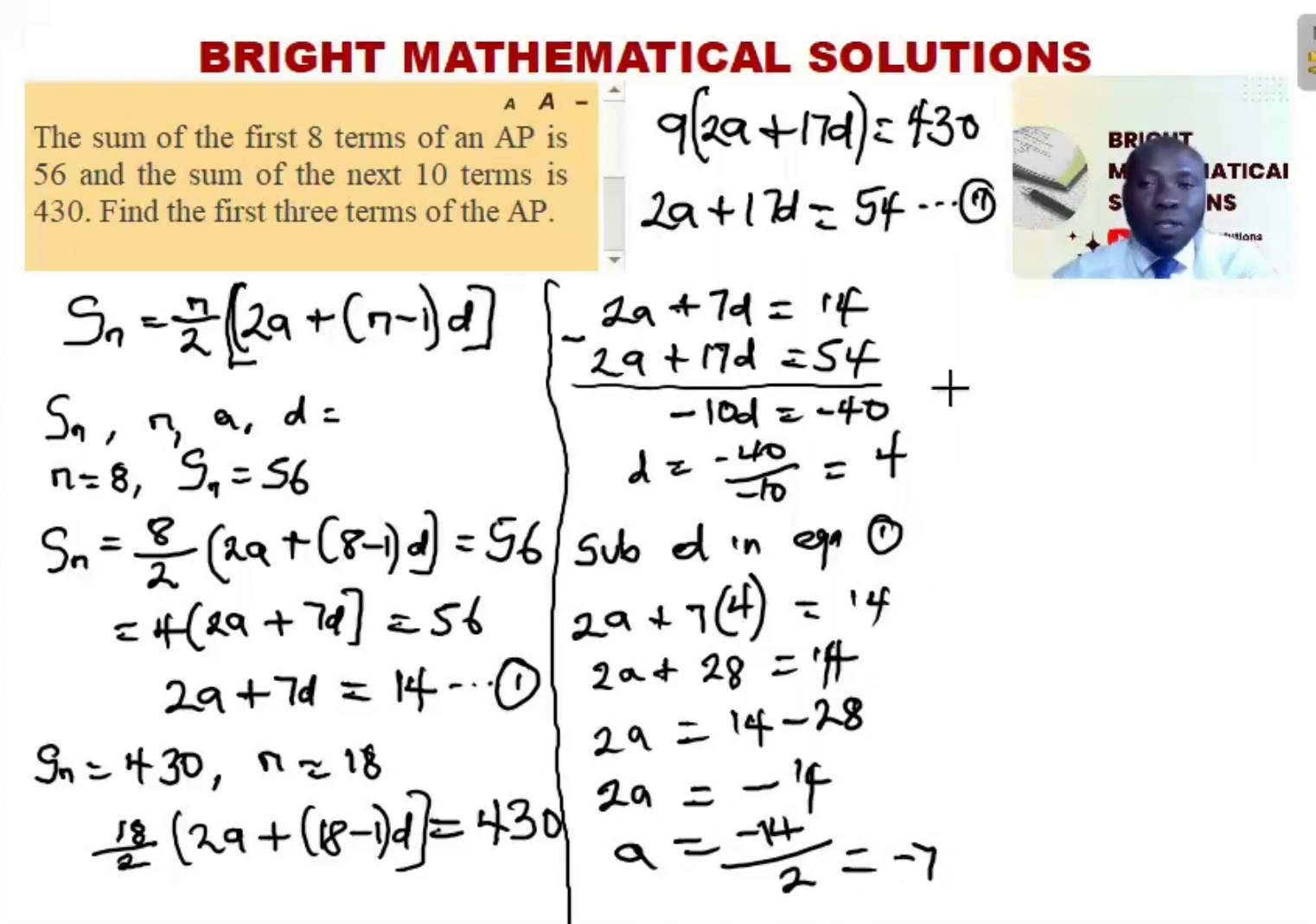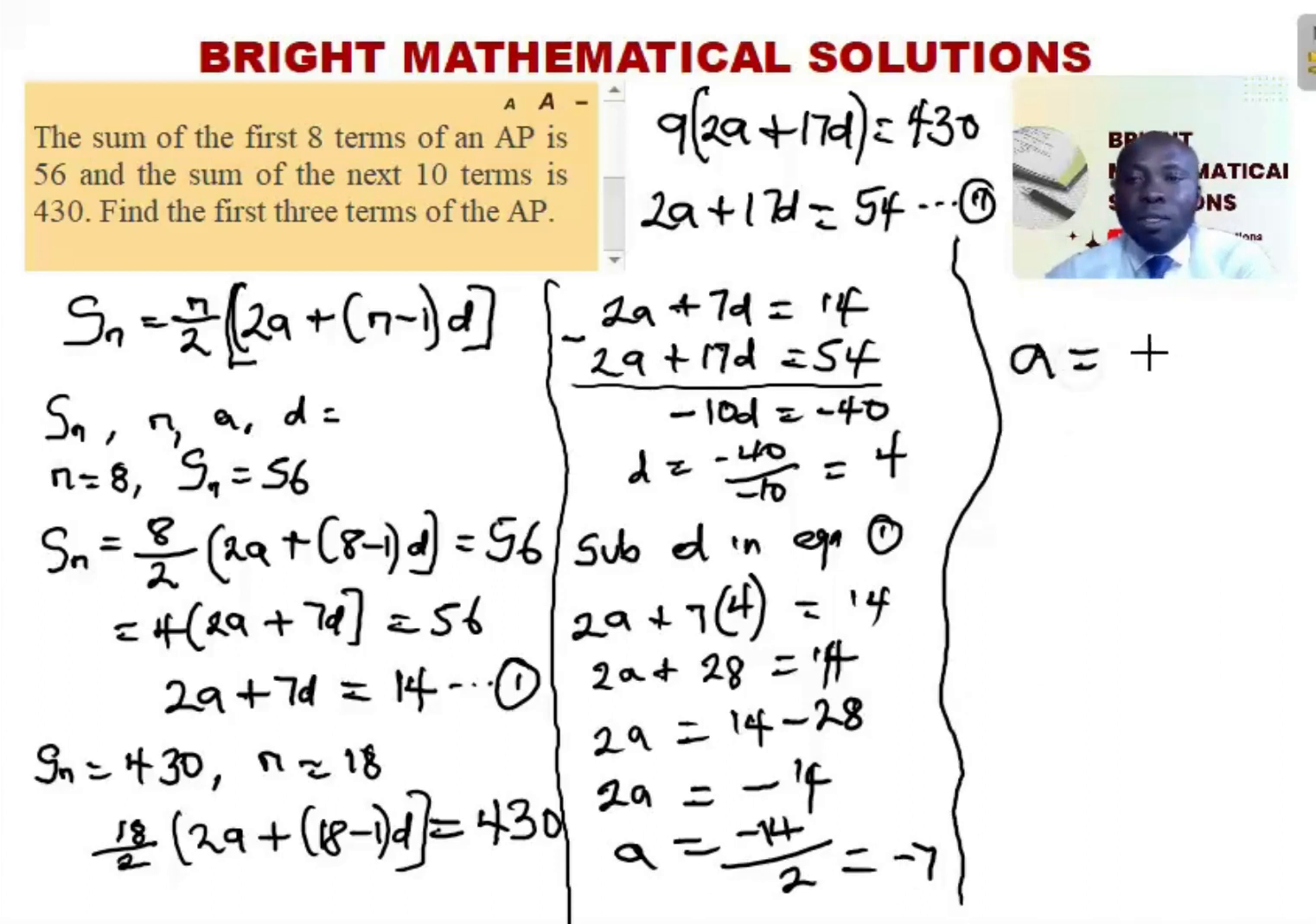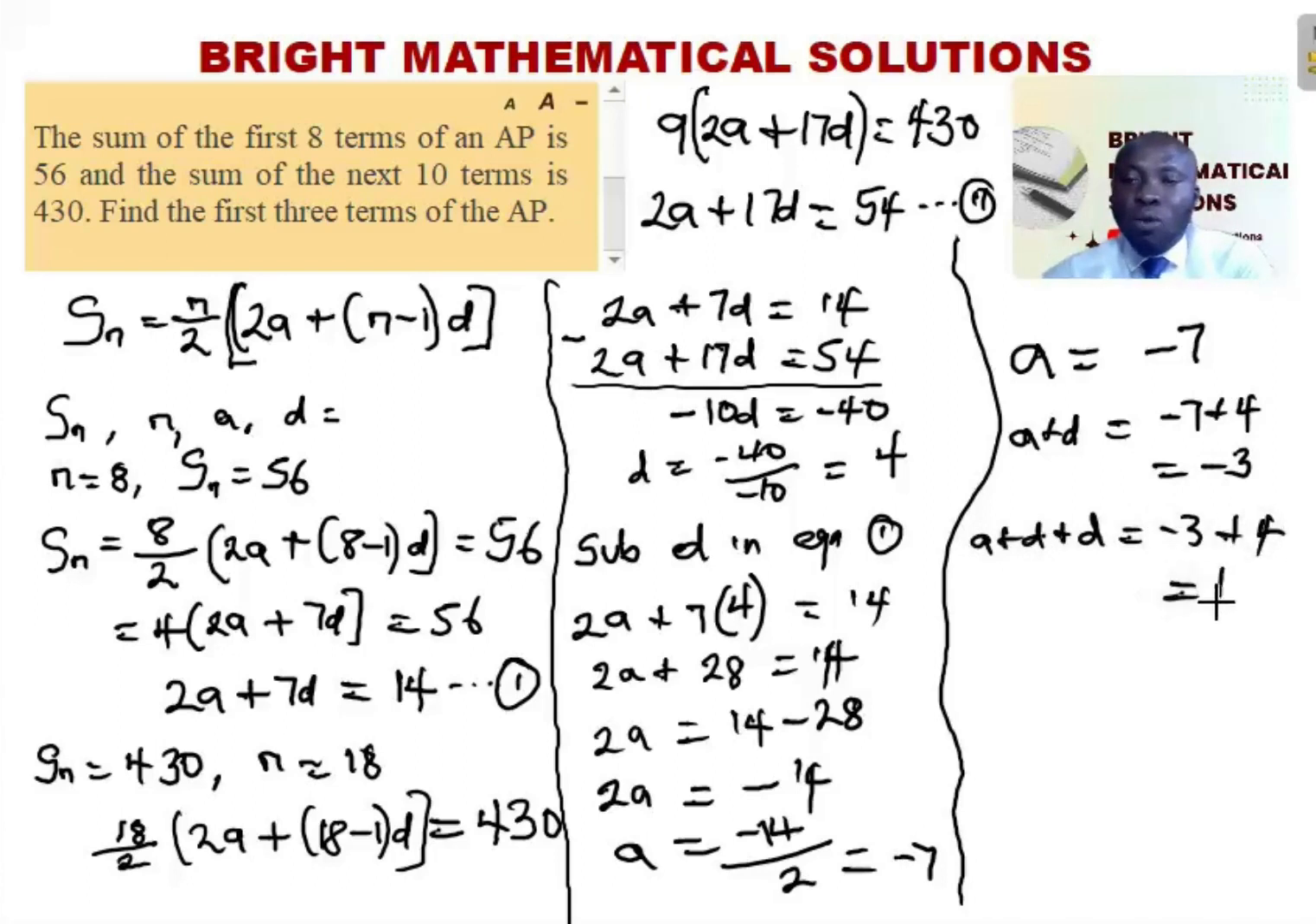Remember, a is the first term. So if a is minus 7 and our common difference of the series is 4, the second term will be the first term plus 4. That is a plus d, which gives us minus 7 plus 4, which is minus 3. For the next term, that will be a plus d plus d, which is minus 3 plus 4. That gives us 1. So for the first three terms, our final answer is minus 7, minus 3, and 1. So that is the solution to the question.